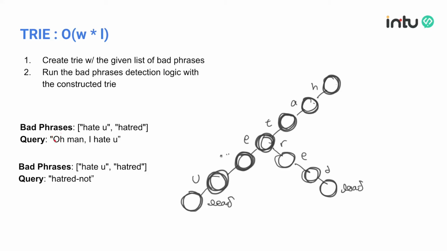Okay, so let's go through this example here. When we start from index 0, O, the root node doesn't contain O, so we skip and go to the next one. M, same thing. I, same thing. But when we start from here, H, we go H, A, T, E, space, and U. And then there's a leaf, right? So we can tell that the query contains a bad phrase.